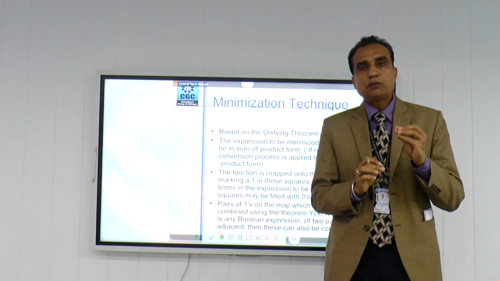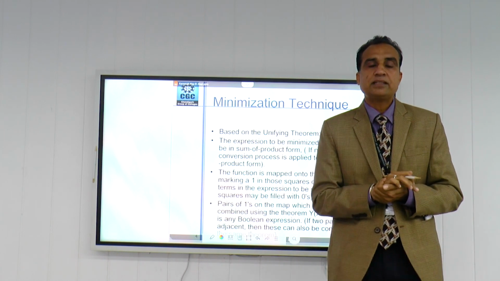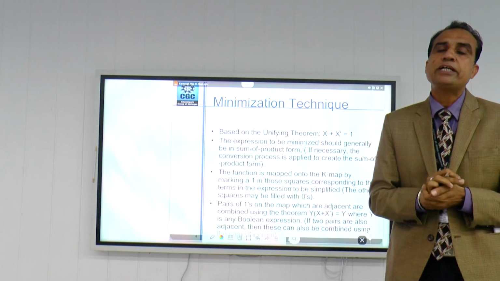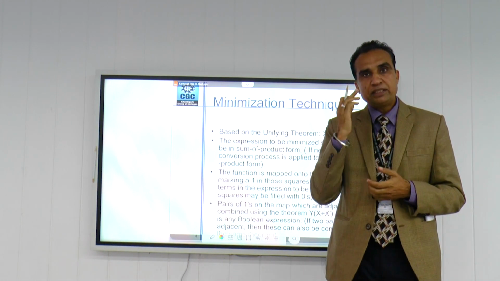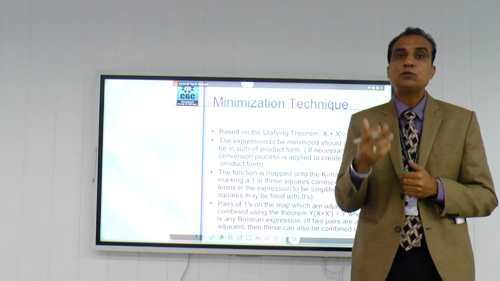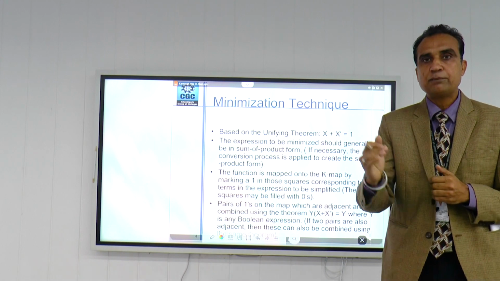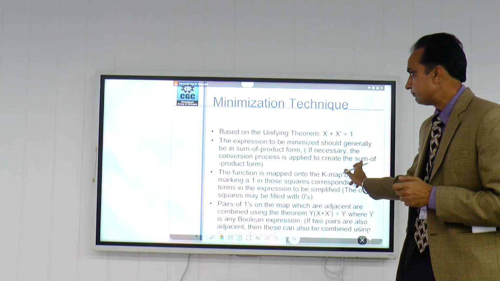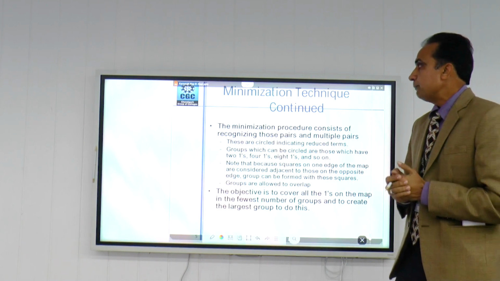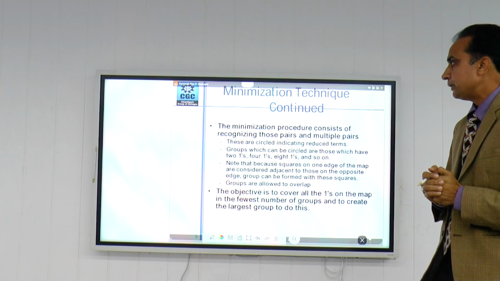Now, next thing, after putting the 1s or the corresponding elements into the K map, next thing is the group. Now, we have to create a group. How do we create a group? We create a group by keeping in mind that we have to implement the unifying theorem. Unifying theorem is implemented to eliminate some variables from the expression to simplify that expression. The minimization procedure consists of recognizing those pairs and multiple pairs.